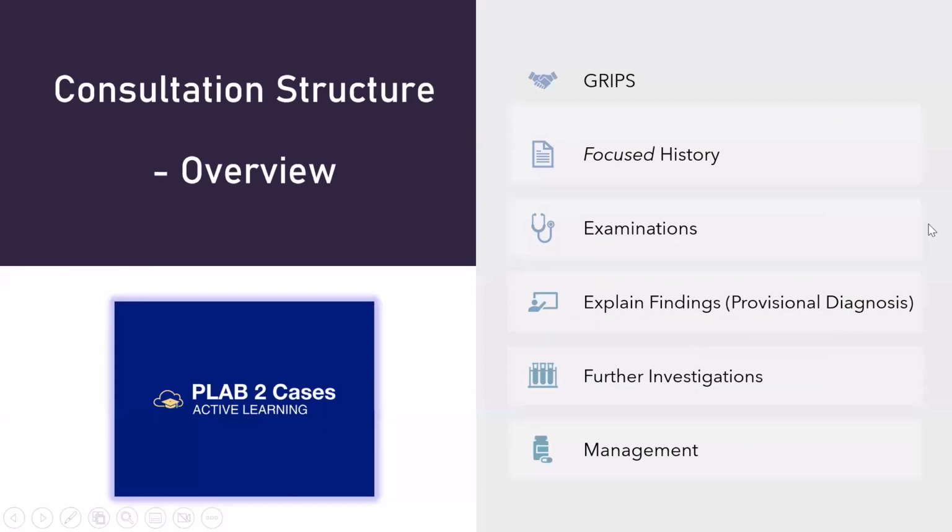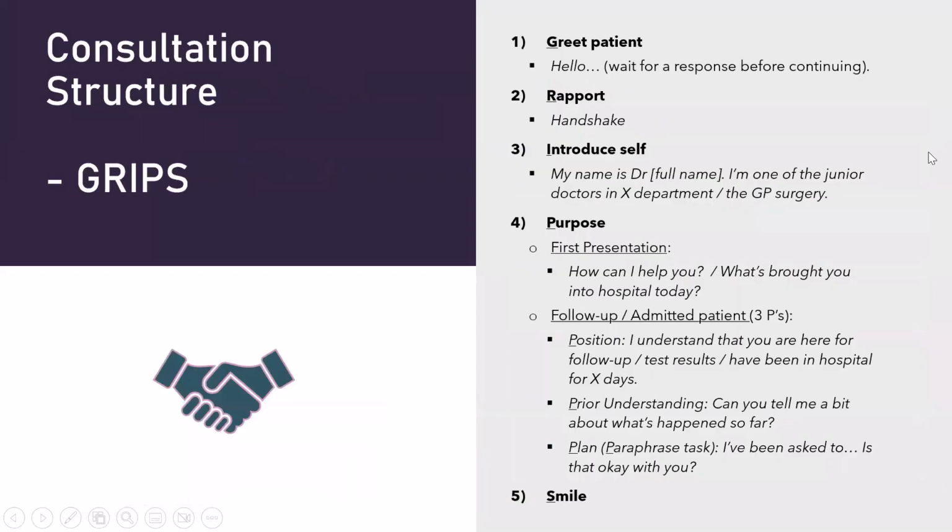So this is the general overview for the consultation that will cover you for most cases that you get in the exam. So GRIPS, focus history, examinations, explain your findings from the history and the examination, explain any provisional diagnosis, any further investigations that might lead to the diagnosis or to give you more information if you already have the diagnosis, and management. So we're using this structure, GRIPS.